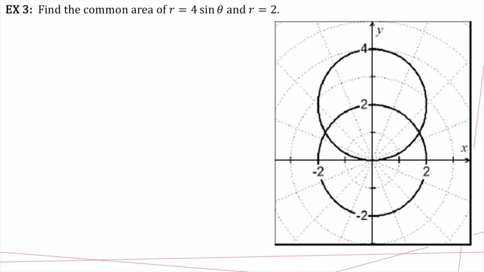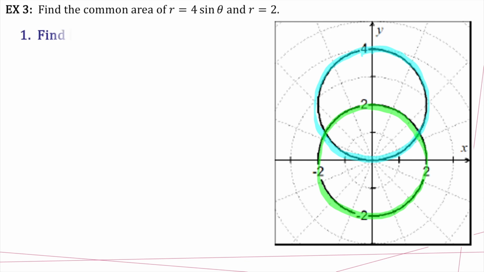Now this one gets a little bit trickier, of course. Find the common area. This is the area that they share of 4 sine theta, so that's the circle up here, and r equals 2. So that's the circle down here. Now I can't just take one and subtract the other, because when I subtract the other, then I take out their common area, right? So we have to think about this a little bit differently.